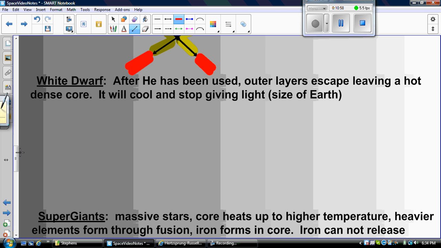Then we have a white dwarf. After the helium has been used up, there's no more helium. The outer layers have already escaped, which leaves behind a very hot, dense core. Remember, the force of gravity has pulled the rest of the matter left to a center core that's under immense pressure, so it's pretty hot. It will eventually cool, though, because there's no longer nuclear fusion occurring, and it will stop giving off light, because remember, nuclear fusion is what creates the light. And when this happens, the star will be about the size of Earth.